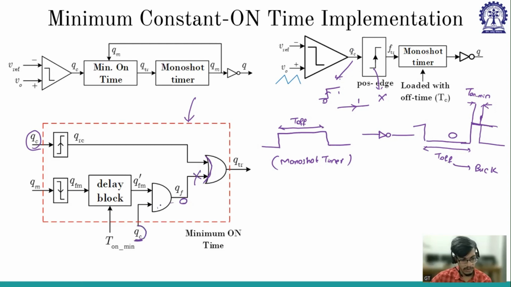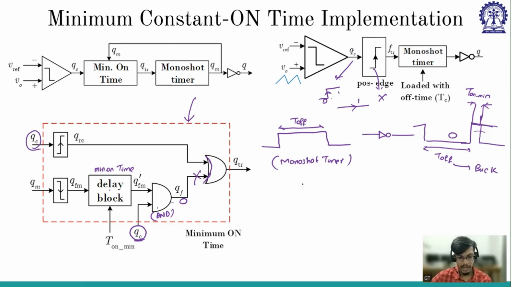So that is the first thing. With QC, we are doing an AND operation here, because only whenever QC is 1 is this minimum time needed. So this is the minimum on time block, and it is useful whenever QC is 1. That is when we actually want it. If QC is 0 and the switch is turned on, at some point V0 will cross V reference, and QC will go from 0 to 1. Let me first explain this minimum on time, then I'll come to your question.